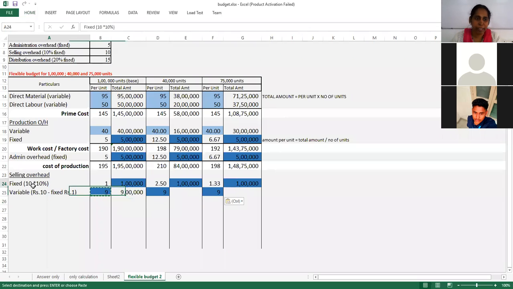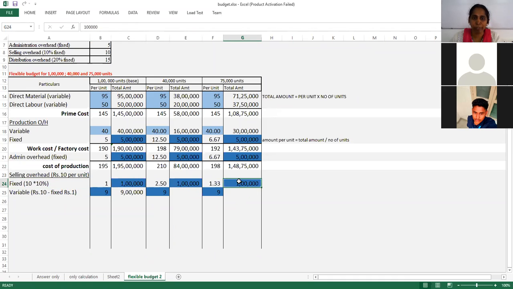Okay, again I'm repeating. So total amount of selling overhead is how much? Rupees 10 per unit. That you are going to segregate, fixed how much, variable how much. So out of 10 rupees, the fixed is 10 percentage. So fixed is 10 rupees into 10 percentage, 1 rupee. And variable cost is remaining. Remaining will be variable. So 10 rupees out of that 1 rupee is fixed means remaining 9 rupees will be variable.